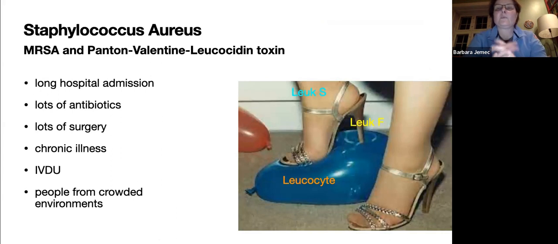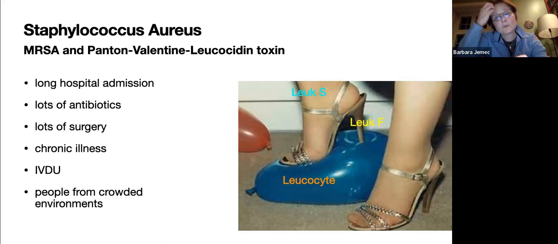Now, people who get MRSA are people who've been in hospital for a long time, that have had loads of antibiotics for all sorts of reasons, not necessarily to do with surgery, but people that have had loads of surgery can also get MRSA. People who have a chronic illness, intravenous drug abuse, again, or people from crowded environments. So people like soldiers, homeless people, people who live in very, very close quarters with others.